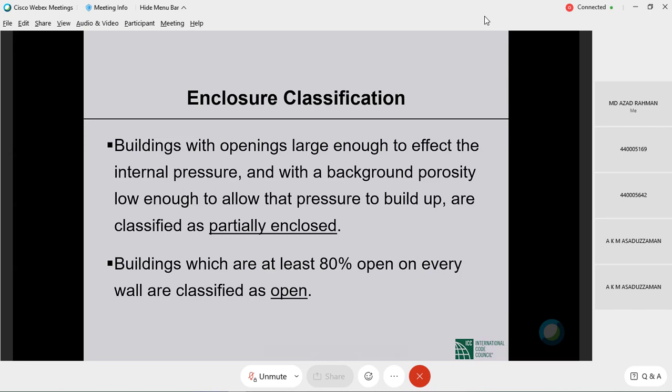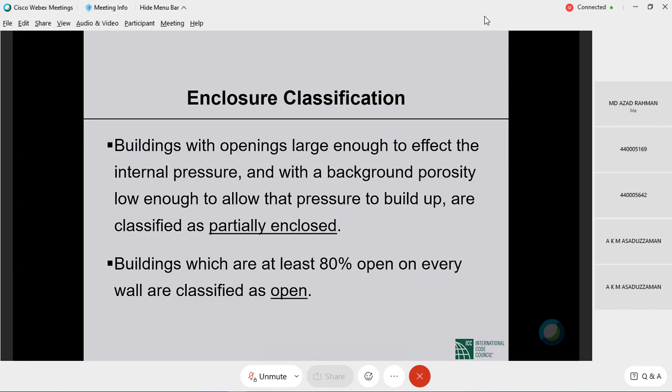Now this leads to very important enclosure classification. In ASCE 7 and in BNBC, we have three enclosure classifications: open, enclosed, partially enclosed. Okay, and please listen to me very, very closely. This is extremely important.